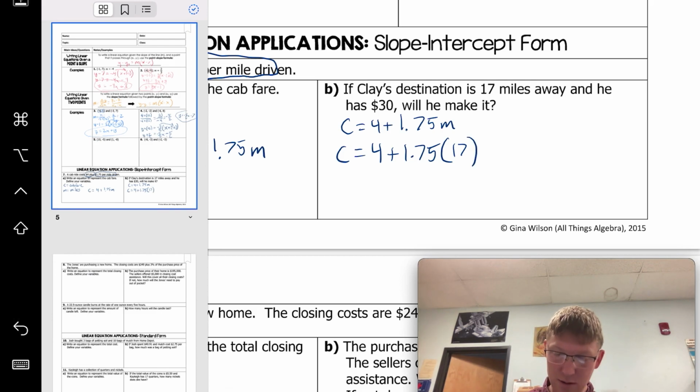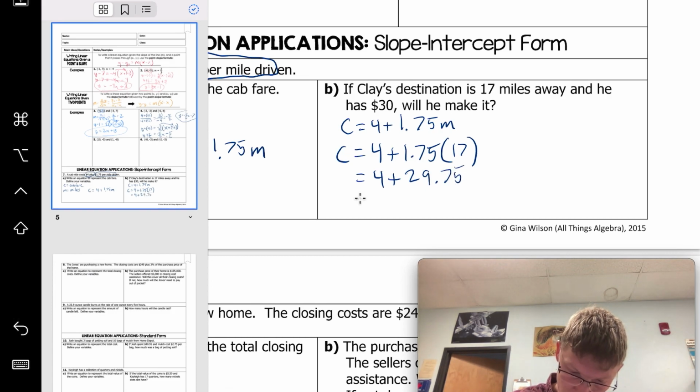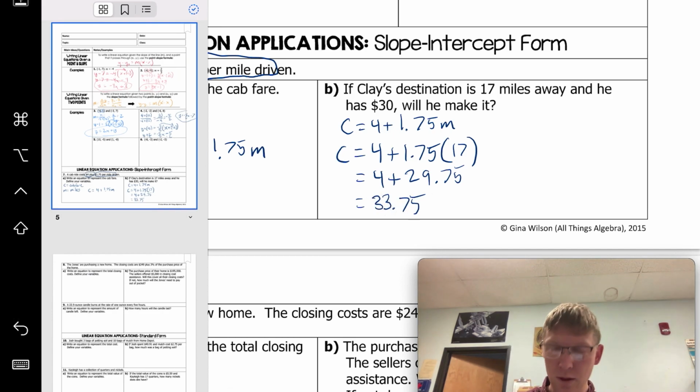It's not a big deal. So that's going to be 4 plus 29.75, which equals 33.75. So then we can compare this number to the amount of money that he has. This is our cost. This is how much he has. And he does not have enough money. So no, Clay does not have enough money.